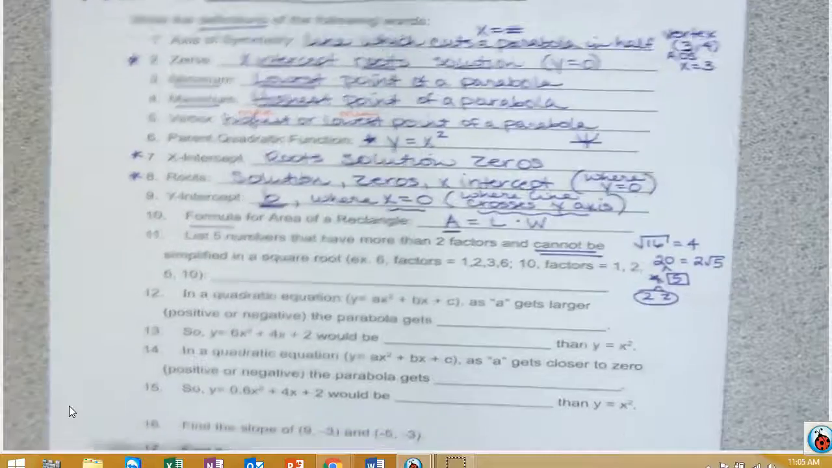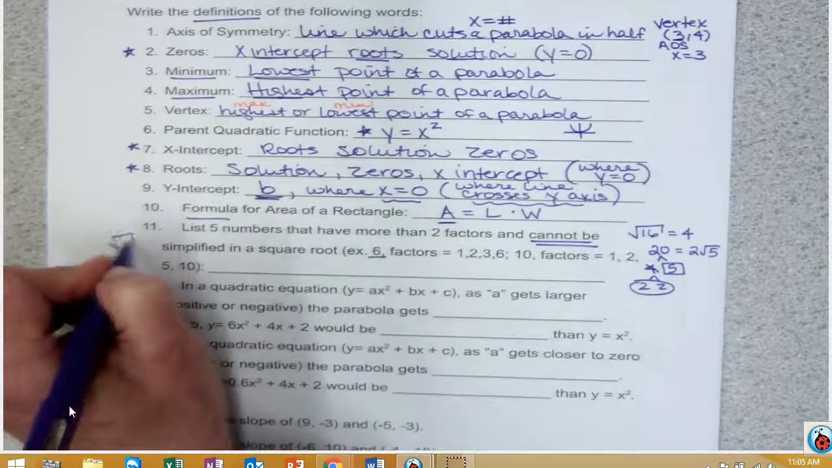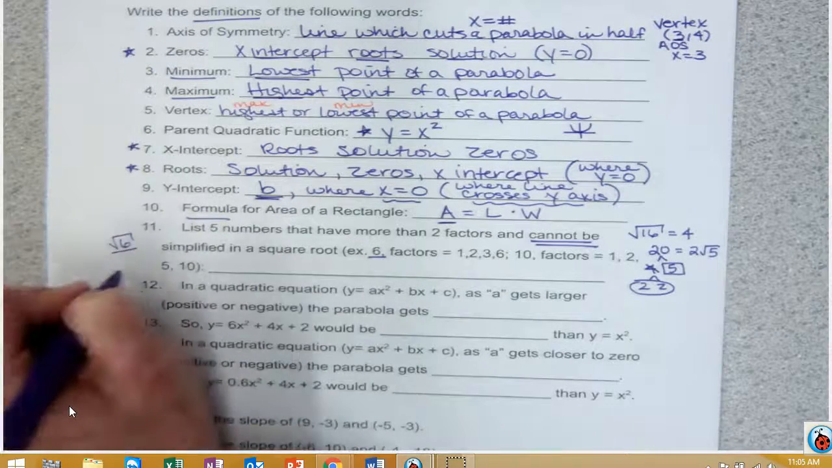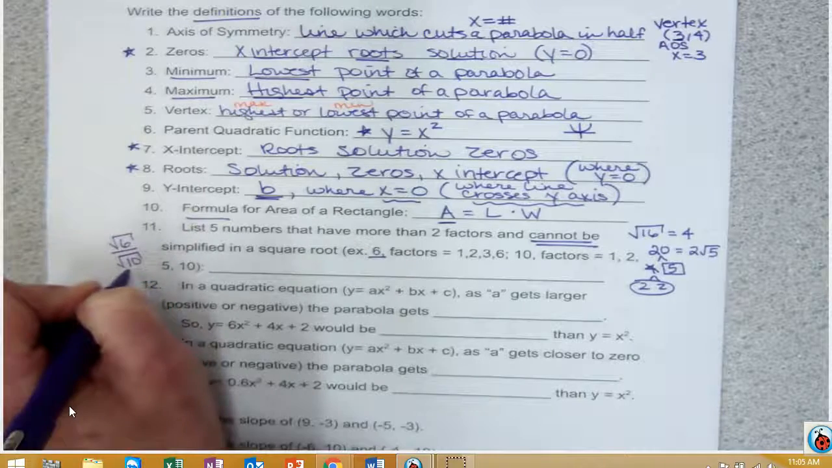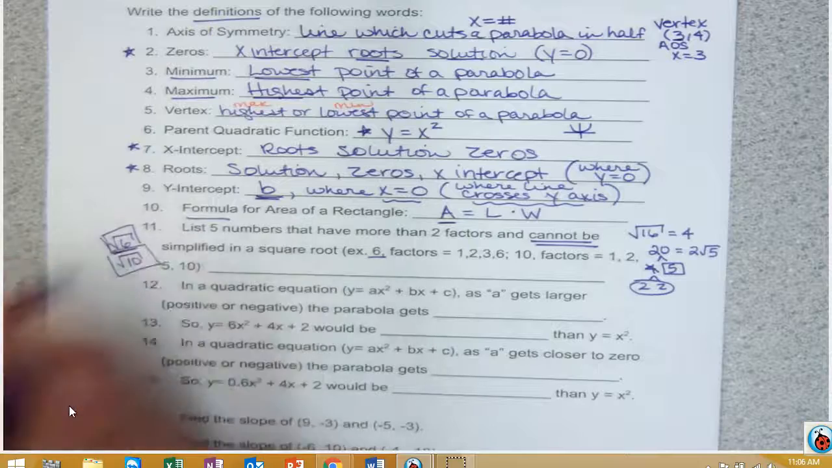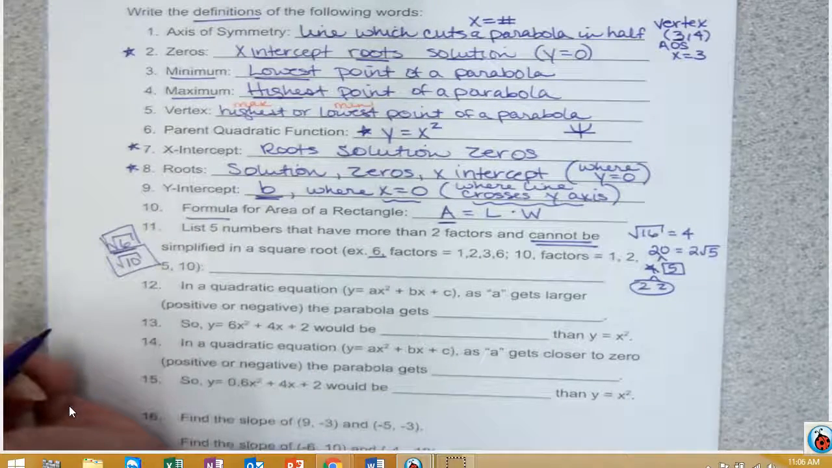I'm going to let you guys figure that one out. But some examples would be 6. So if you had the square root of 6, you can't simplify that anymore. That is going to stay. The square root of 10 is another one. That can't be simplified anymore. That just stays just the square root of 10.